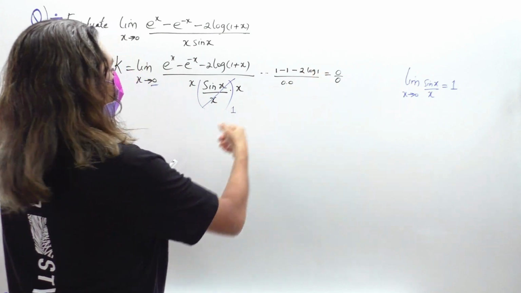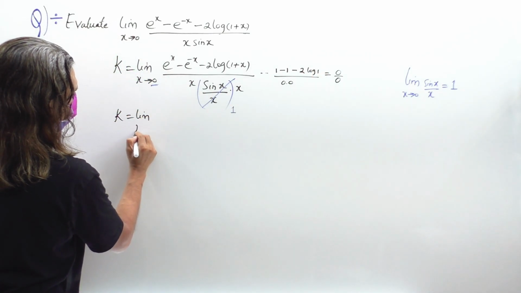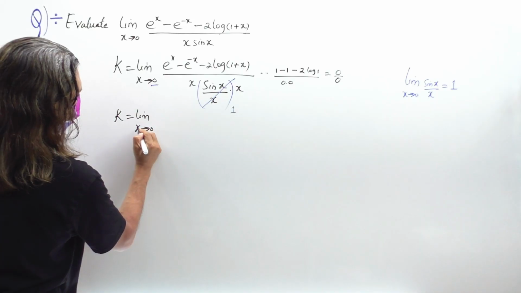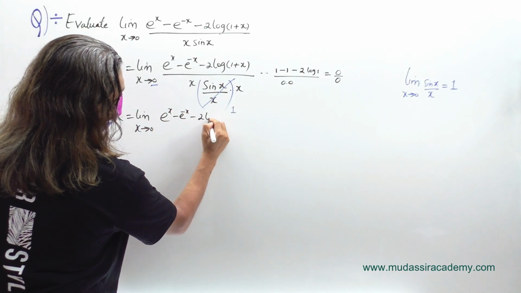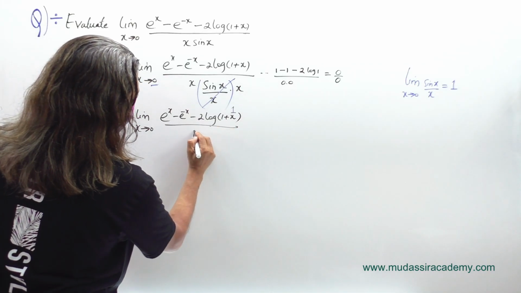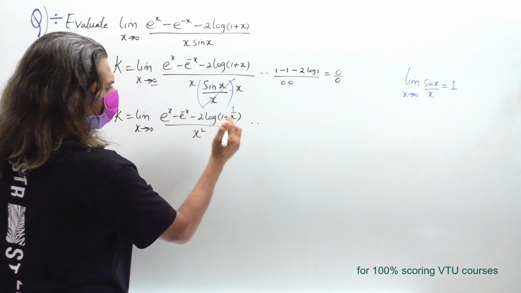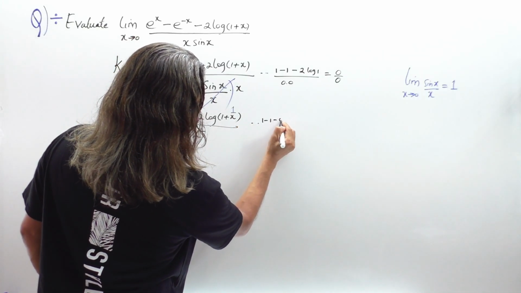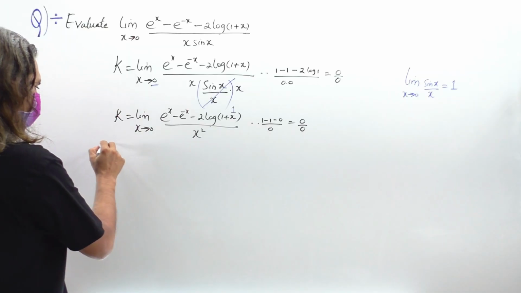So now let's write it here again. So k is equal to limit as x tending to 0 of e raised to x minus e raised to minus x minus 2 into log of 1 plus x upon x square. Now again, if you apply, obviously it is 1 minus 1, minus 0, whole divided by 0. So 0 by 0. So we can apply the L'Hospital's rule.